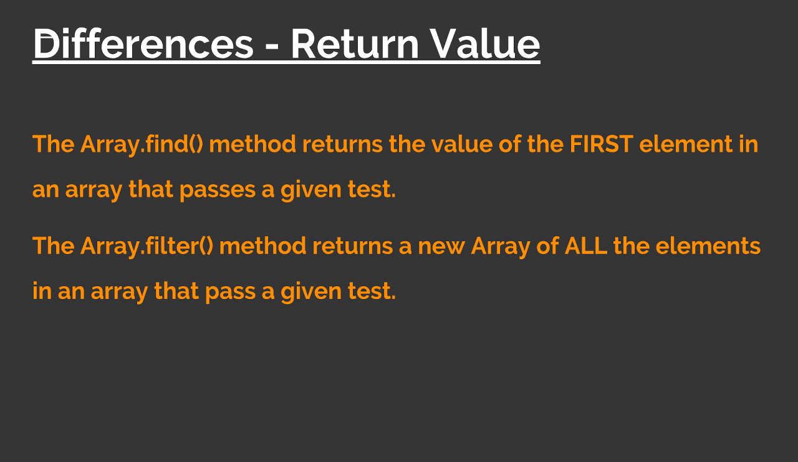So there are a few differences, but the key difference that we'll touch on now before we look at any examples is in the return value itself. So array.find will return the first element in an array that passes our given test that we write in the callback function, and array.filter will return a new array of all the elements in our array that we've called it on that pass the given test. So array.find returns one value, array.filter returns an array of possibly many values.